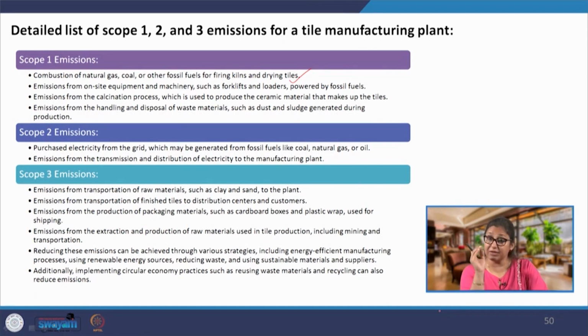Once we have identified scope 1, 2 and 3, we can then also see the possibility of reducing each type of emission. So, first is identifying where it is, then quantifying how much emission is happening at each of these points for each of these activities, and then going ahead discussing how we can reduce the emission.